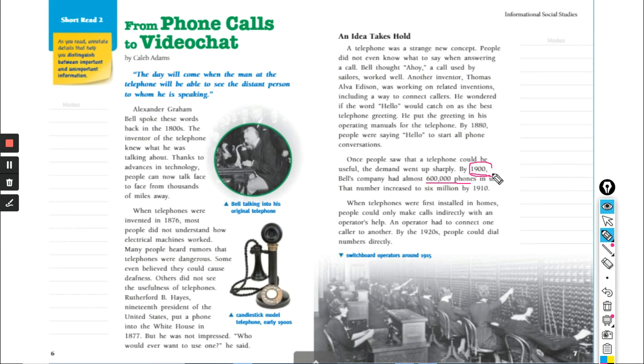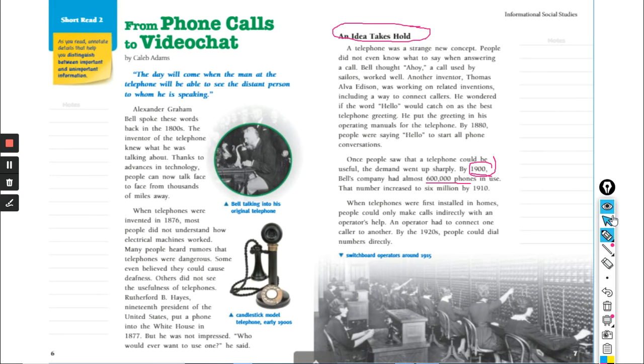So because I'm using that text feature of a subheading, and the reason why they call that a subheading is that at the top of the page, it's helping us know that idea takes hold, it becomes popular. This whole section is going to be about when it becomes popular. And because of that, I was able to really quickly see that 1900. So I'm able to really answer that question: by 1900, phones started to become super popular.